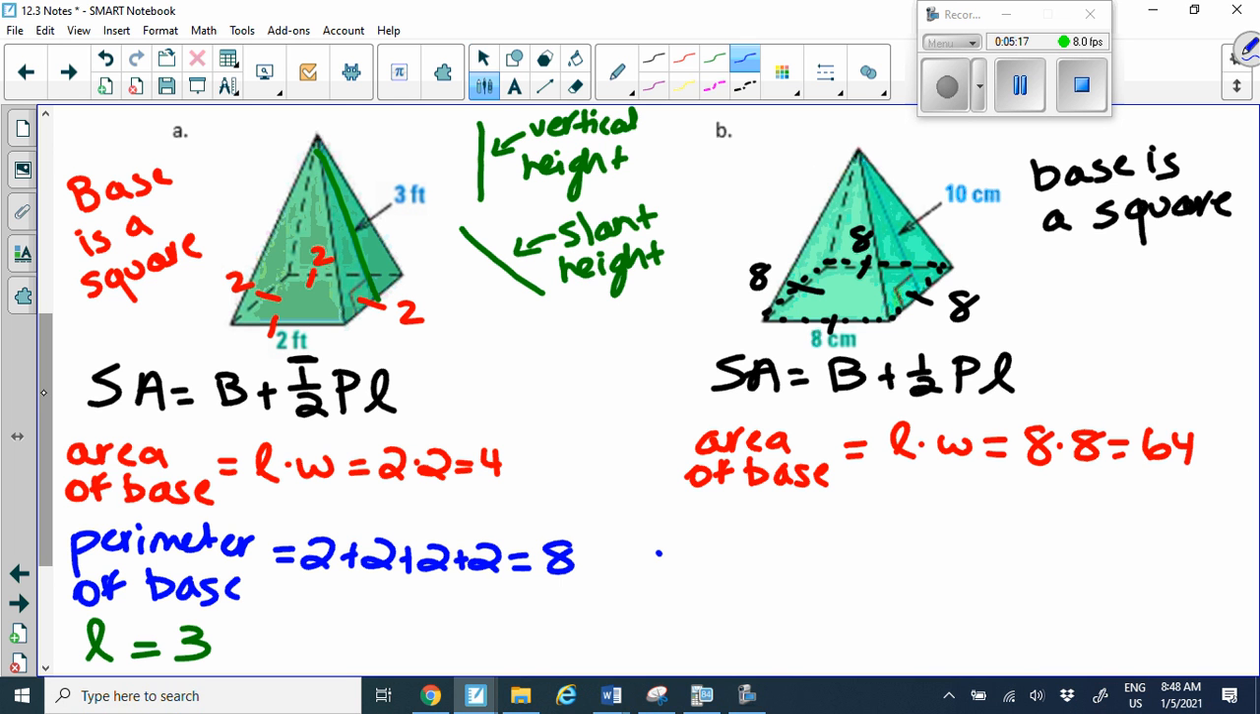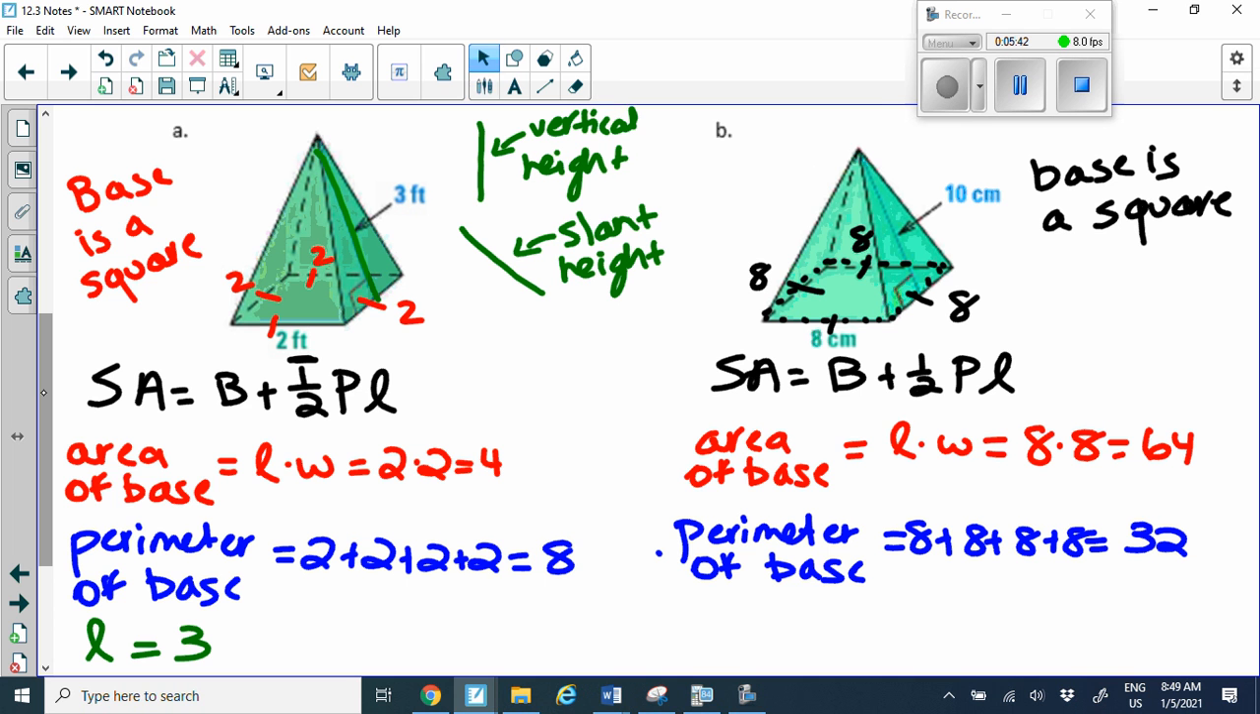Then we figure out the perimeter of the base. And please don't forget, especially on your homework assignment, show all of your work, because then it's going to be a lot easier so you remember, especially studying for the quiz, how to do this. So for perimeter, we add up all the sides, and we get 32.